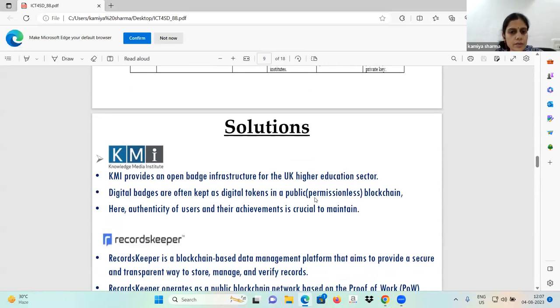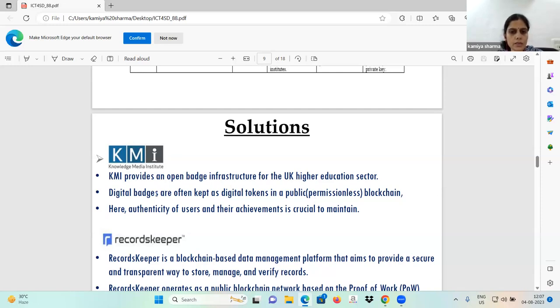The first one is KMI, and the full form is Knowledge Media Institute. It provides an open badge infrastructure for the UK higher education sector. Here open badges are stored in a public blockchain. Actually, we have three types of blockchain technology: public, private, and consortium. Public means anyone can access the data in the entire network. Private means it is managed by a single entity, and consortium is a combination of public and private both.